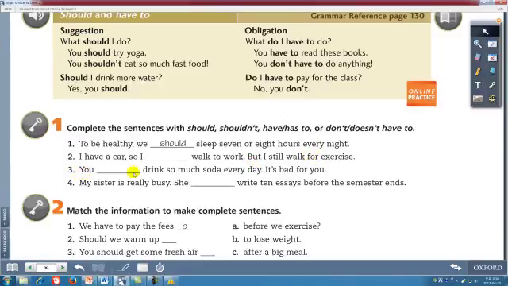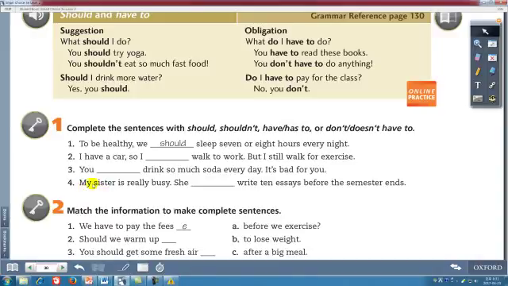Number 3: you blank drink so much soda every day, it's bad for you. They're telling somebody to stop doing something. You shouldn't drink so much soda every day, it's bad for you. Stop doing that. It's really, really bad. Let me take some right now.